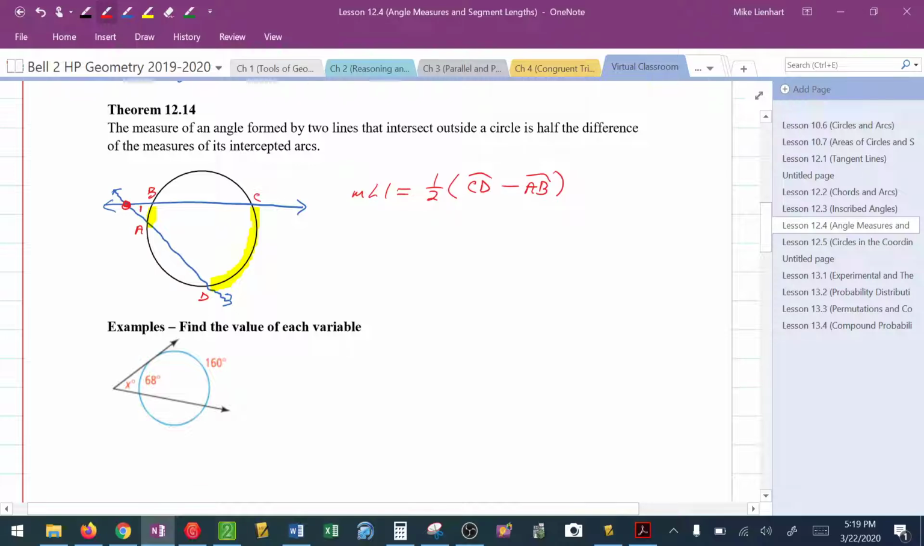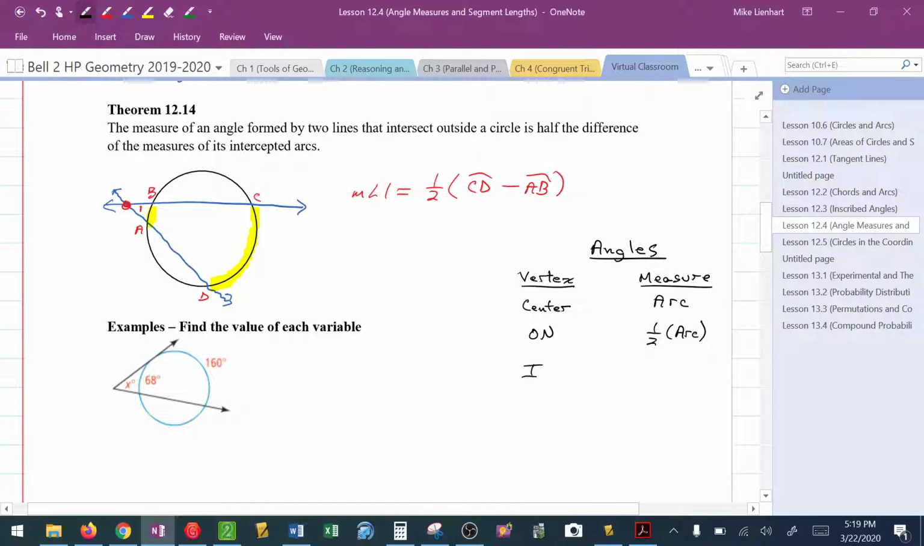So let's organize and summarize everything that we know about angles. Everything that we know about the angles is based on the vertex and where the vertex is located. If the vertex is at the center, its measure would be the arc. If the vertex is on the circle, also known as an inscribed angle, then its measure is half the arc.